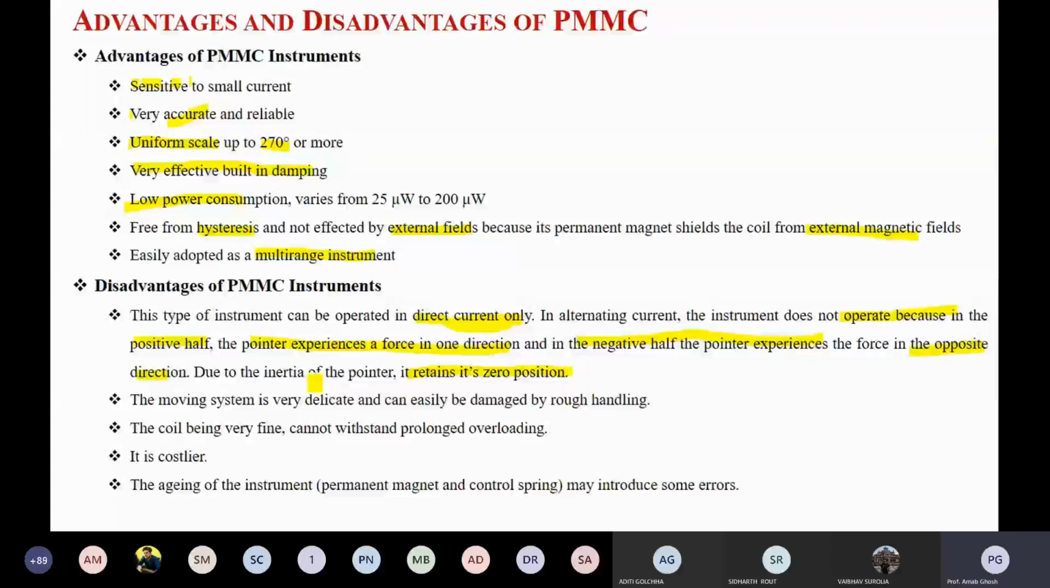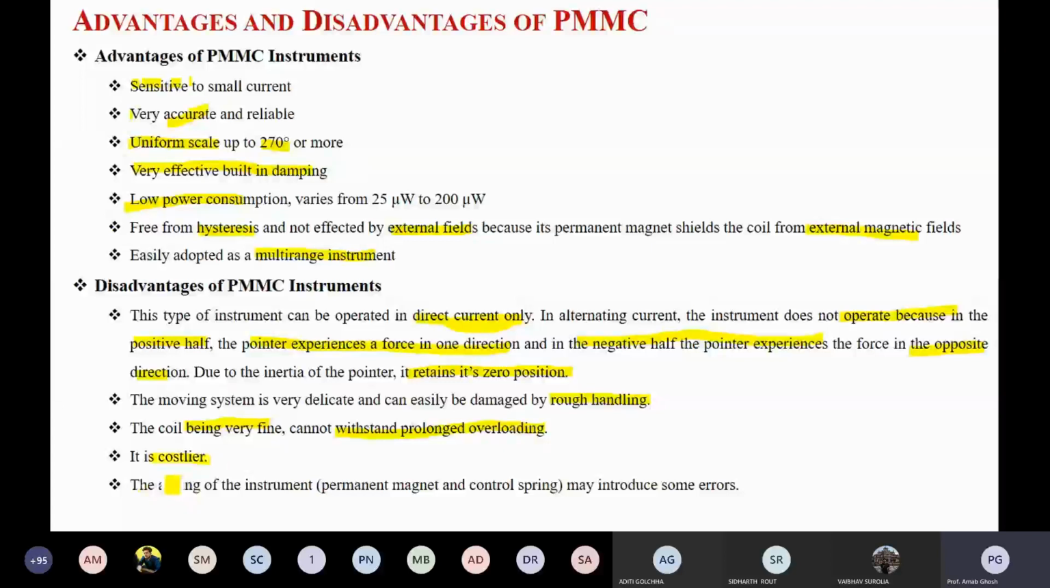That's why there is no deflection with alternating current through this PMMC instrument. The moving system is very delicate, and can easily be damaged by rough handling or misuse, because it is very sensitive. The coil, being very fine, cannot withstand overloading. If a huge current flows through this coil, it may damage the coil, and if the coil is damaged, your instrument is automatically damaged. So overloading is another significant problem. It is also a little costlier compared to other instruments.